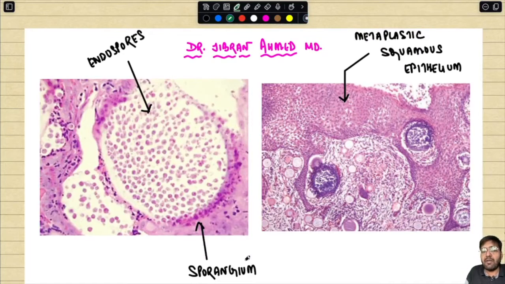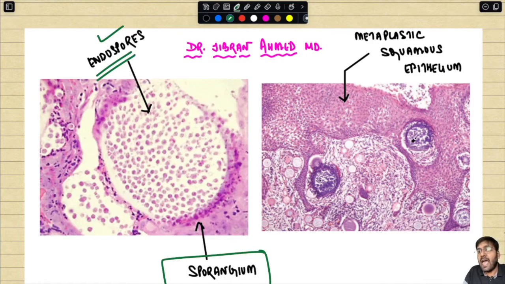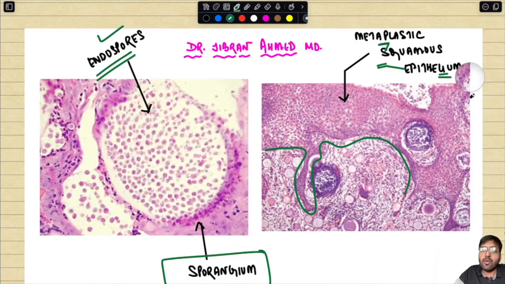So this is the high power view of an individual sporangium, which is composed of 1000 plus endospores, as you can appreciate over here. And very importantly, you can also come across a metaplastic squamous epithelium, as you can appreciate over here. So these are the most important histological features of rhinosporidiosis.